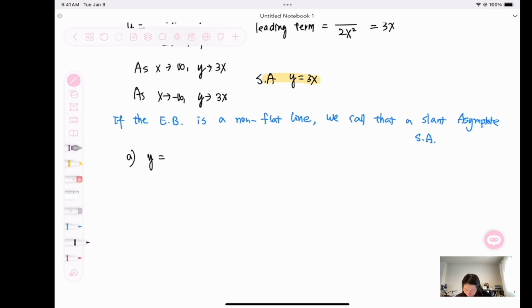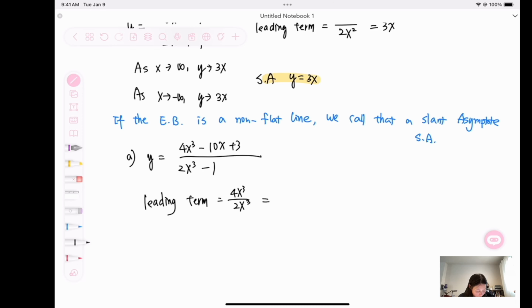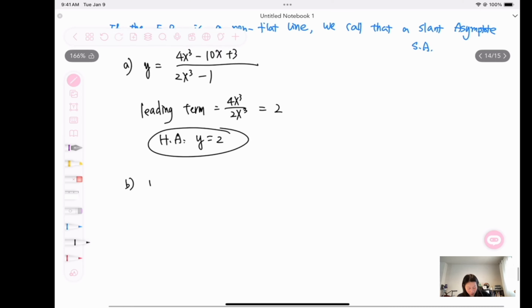If I have y equals (4x cubed minus 10x plus 3) over (2x cubed minus 1), we need to find the leading term of the rational function by finding the leading term of the numerator and the denominator, which is 4x cubed over 2x cubed. That gives us 2. So we're expecting a horizontal asymptote y equals 2. Check this on decimals.